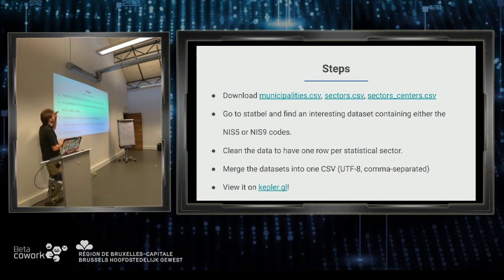And what I propose that we do is we look for an interesting data set that has numbers, so statistical figures, demographics, corresponding to those 5 or 9 character codes, and then link this to the shapes and put this on a map. That's the story. That's what I want to show how to do.